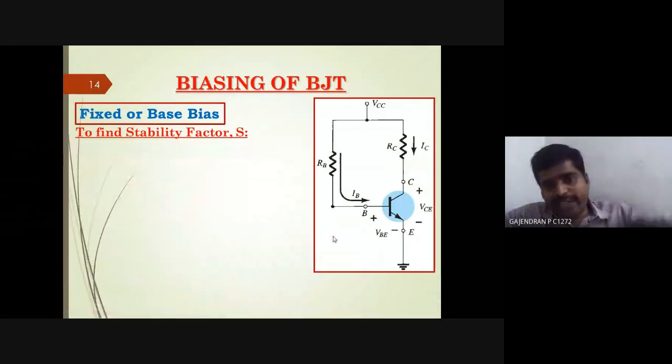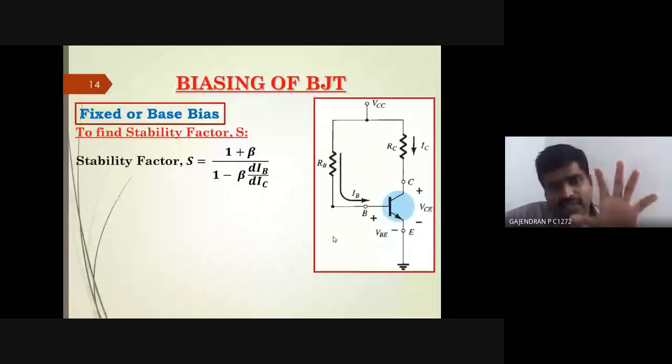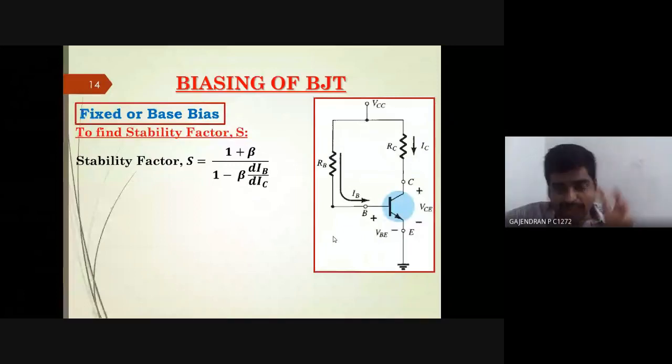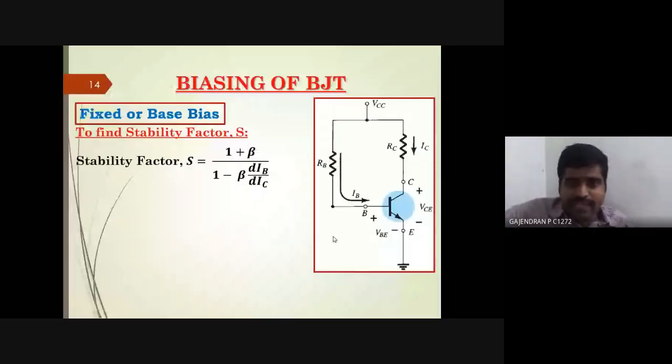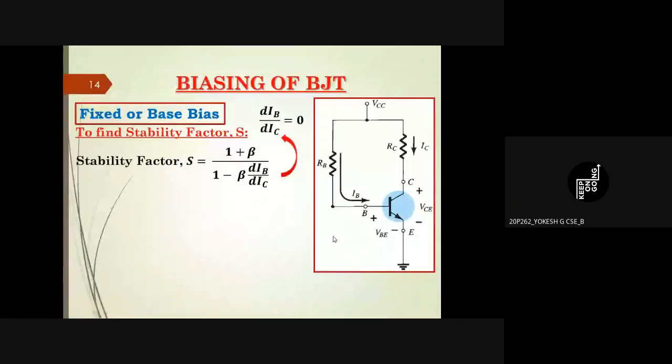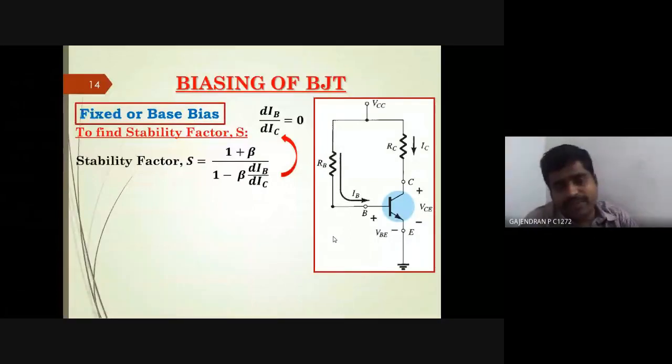Now we are going to take the thing we discussed already. Any clue what I need to substitute in this equation, sir? DIB by DIC. Any clue? Very good. As far as fixed biasing is concerned, in the denominator, this particular term will become 0. Please tell me what is the end result, or what is the stability factor of the fixed biasing? Yes? 1 plus beta. Very good. 1 plus beta.